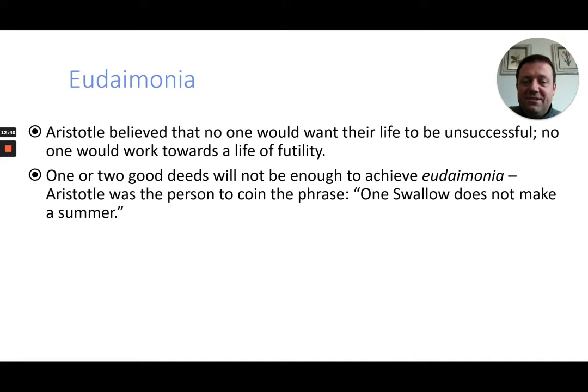In other words, a swallow is a bird that is a harbinger of fine weather, and when you see one in spring, you think, fine weather will just be round the corner, summer is here. And Aristotle says, look, just one example of something doesn't mean that it's summer. One good act doesn't make you a good person. You need an actual character that's good.